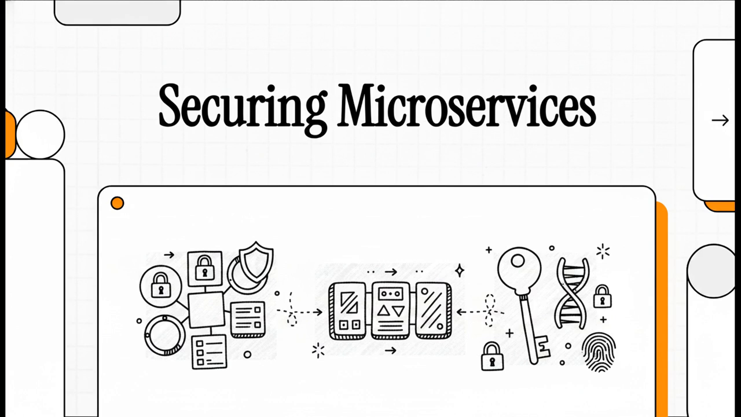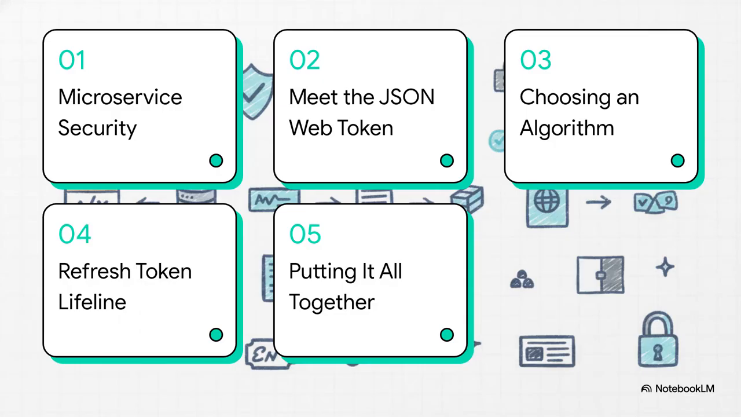If you've ever wondered how your favorite apps manage to keep millions of users securely logged in without completely crushing their databases, well, you are in the exact right place. Here is our roadmap for today. First, securing the modern microservice. Then, we'll meet the JSON Web Token, figure out how to choose a signing algorithm, throw out a refresh token lifeline, and finally, put the whole shebang together.